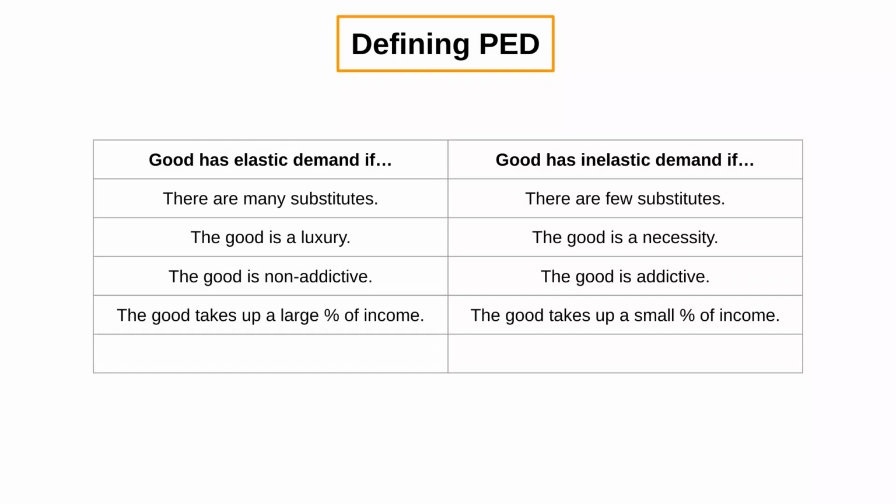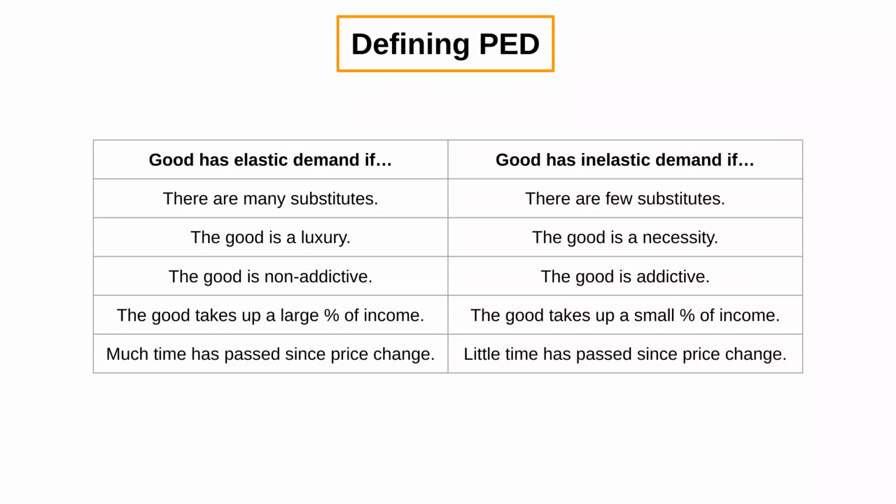Fourth one is what percent of income does it take up? The more money you spend on something, the more you notice a change in the price. Like if my rent doubles, I'm going to really notice that, because it's a large part of my income. But if the price of Cheetos doubles, I'm like, who cares? I'm just not going to buy Cheetos. So it depends on the percent of income. So more elastic demand, larger percent of income.